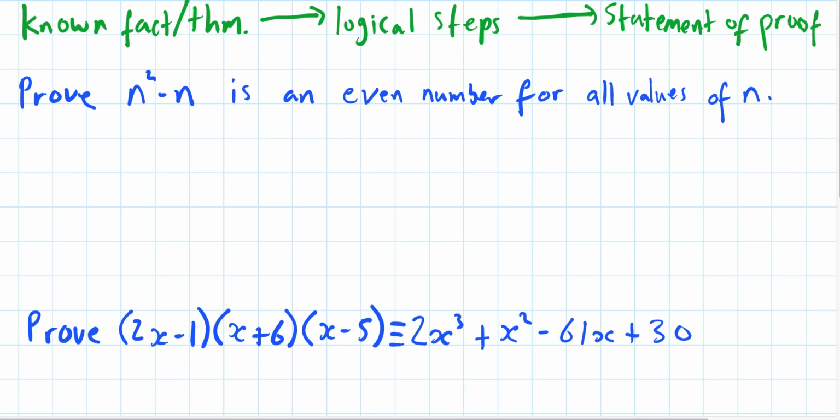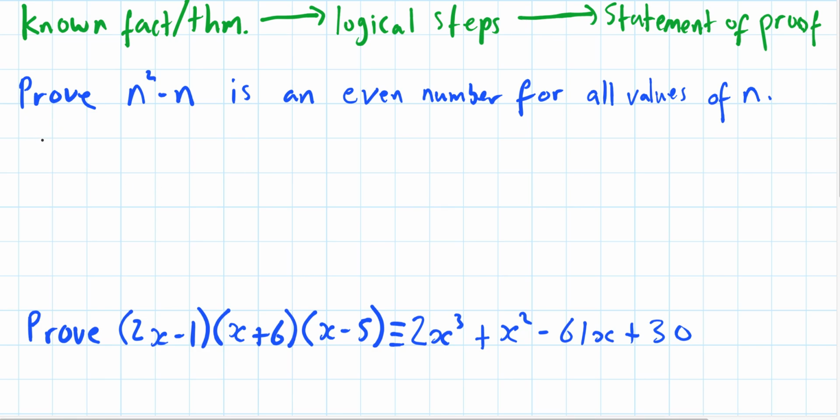So this video is going to be on mathematical proofs and how we prove statements in maths. We start off with a known fact or theorem, then go through logical steps, and then state the proof. So I'm going to look at 3 different questions of how they could ask you to prove something. So first one is: prove n squared minus n is an even number for all values of n.